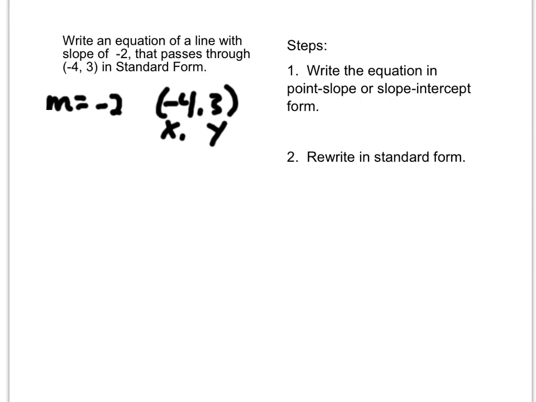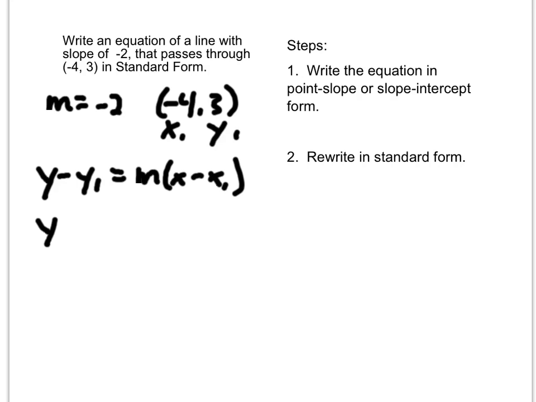Okay, that's right, x1 and y1. Now I'm going to write down point slope form first. Again, that was y minus y1 equals m times x minus x1. And now we're going to fill in the information we know. We know that y1 is 3, so it's y minus 3 equals m, which is negative 2, times x minus x1, which is negative 4.